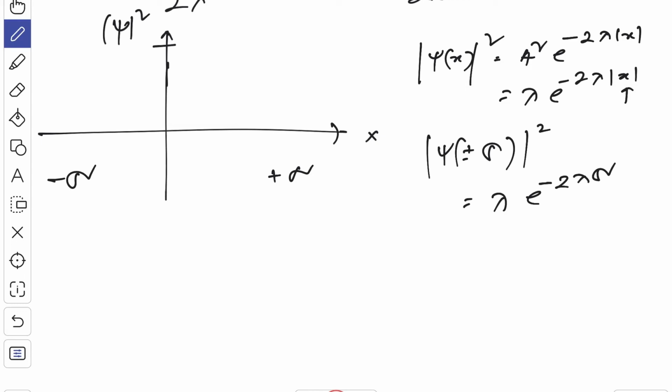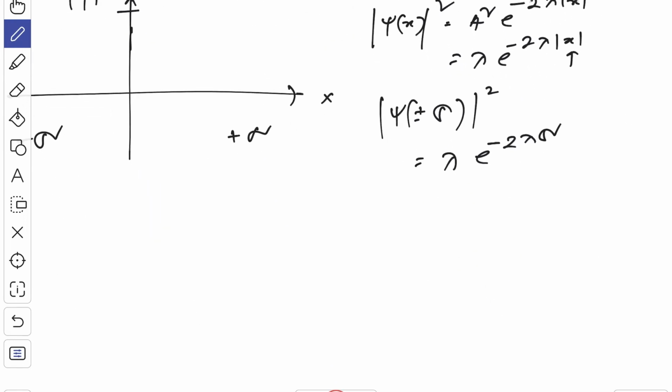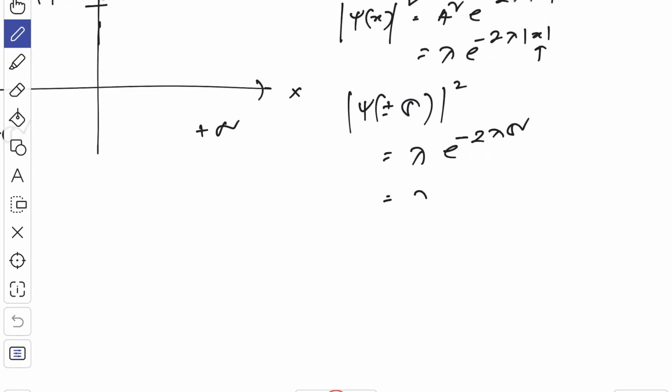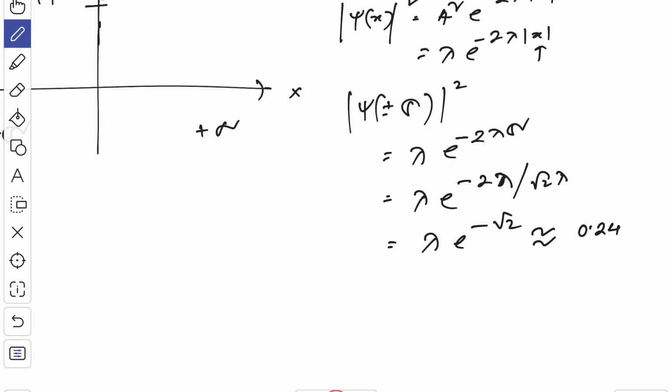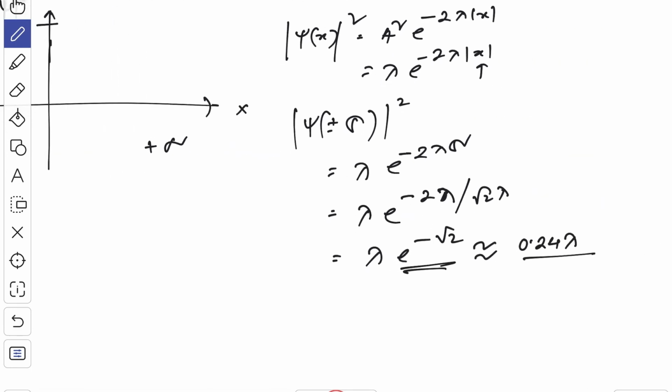And we have got that sigma square is, what is the sigma square? This is the value of sigma square, isn't it? Therefore sigma will be root over 2 into lambda. So that's going to be sigma. So if you put here lambda e to the power minus 2 lambda divided by root 2 lambda, then you will get e to the power minus root 2, that is approximately equal to 0.24 lambda. If you use a calculator, you will get this value.